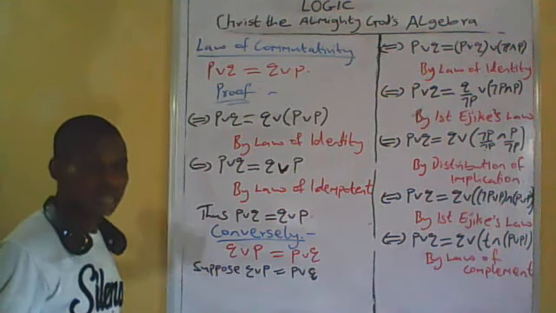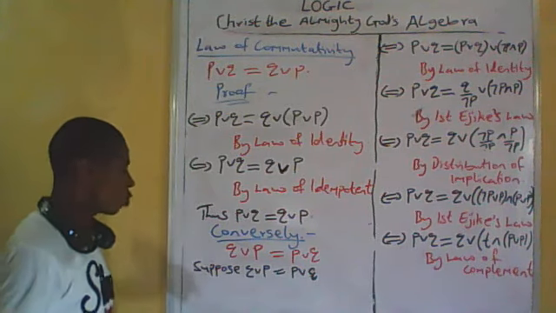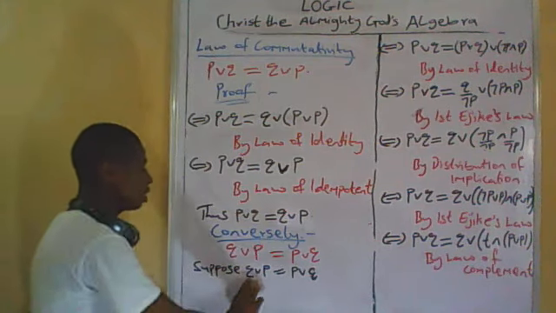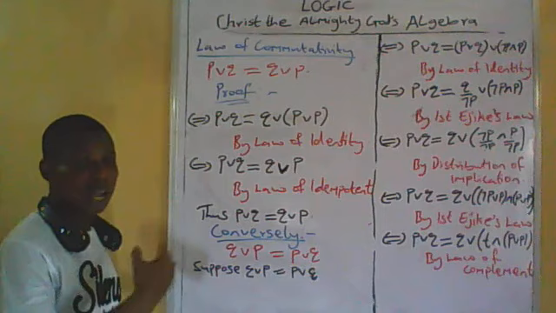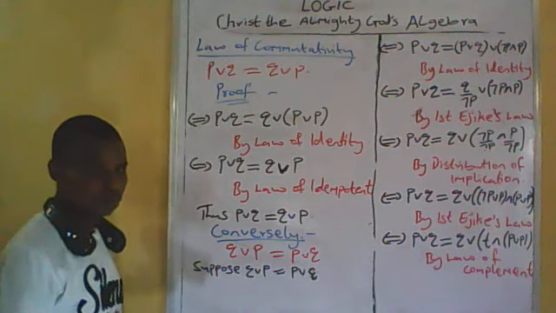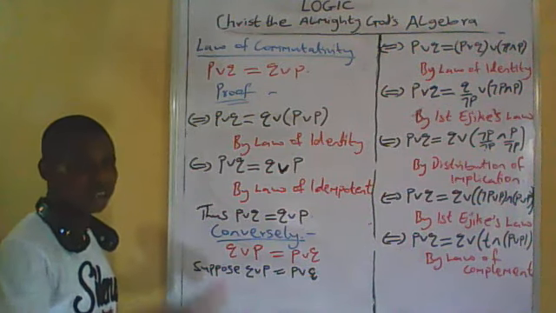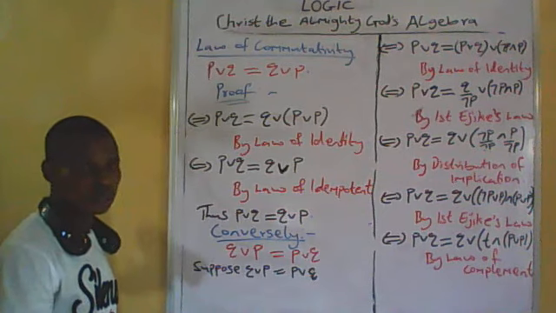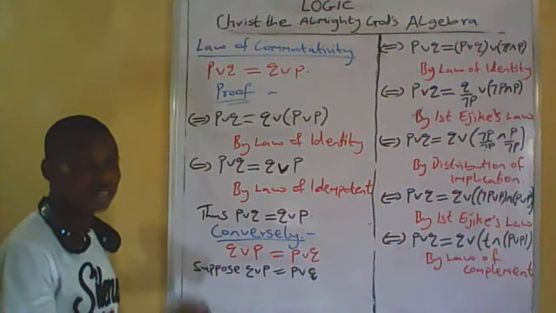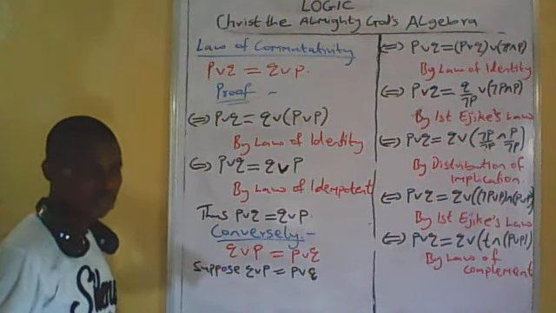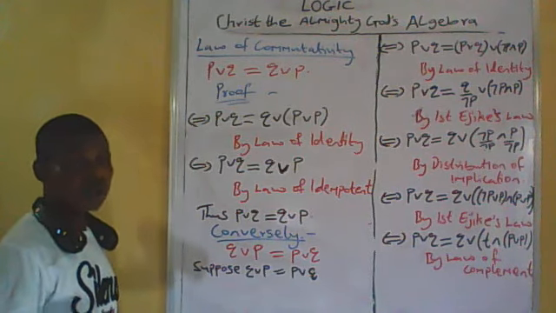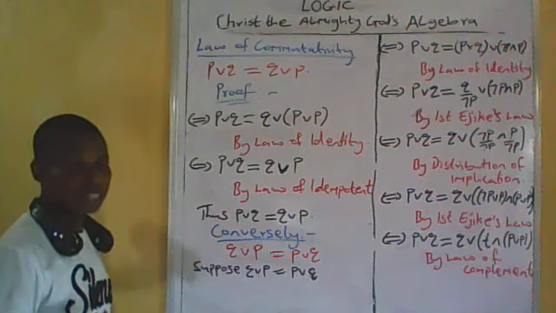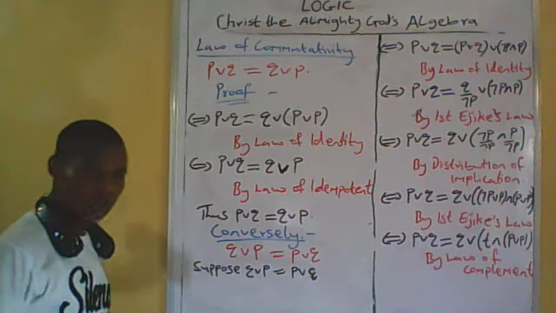a biconditional statement, because whenever the left side of the equation is true, the right side of the equation is also true. Whenever the right side of the equation is false, the left side of the equation is also false. If that is the case, we are going to bring it to a biconditional statement and say that it is a tautology.